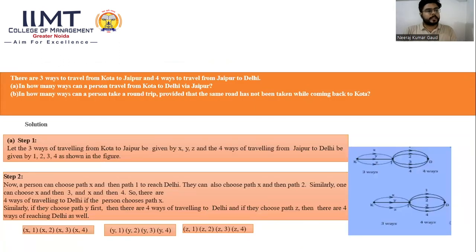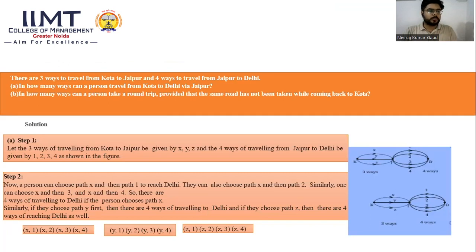So let's take an example. There are 3 ways to travel from Kota to Jaipur and 4 ways to travel from Jaipur to Delhi. In how many ways can a person travel from Kota to Delhi via Jaipur? In how many ways can a person take a round trip, provided that the same road has not been taken while coming back to Kota?